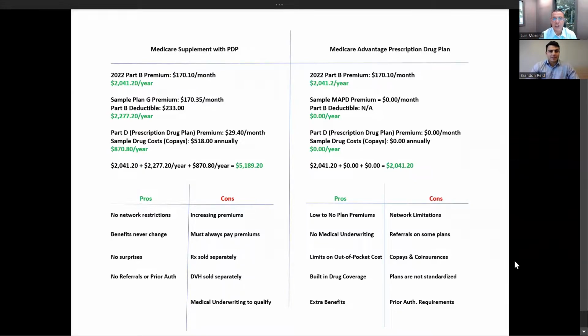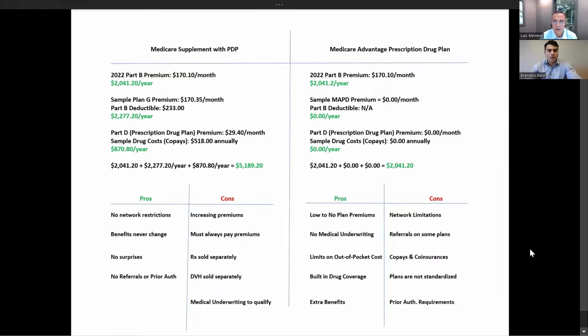All right, so there is a T-chart, guys. As you're looking at this, on the left side of the screen, you will see Medicare supplement with a prescription drug plan. On the right side of the screen is an MA, or Medicare Advantage, with a built-in prescription drug plan. So it's an MAPD. We made some assumptions in here. I'm going to let you, Brandon, talk about the assumptions. We're going to look at the savings that somebody's going to have, what we can do with those savings, and the pros and cons of each of these two different options that seniors have.